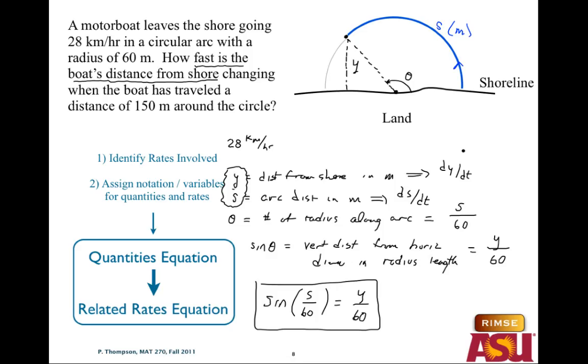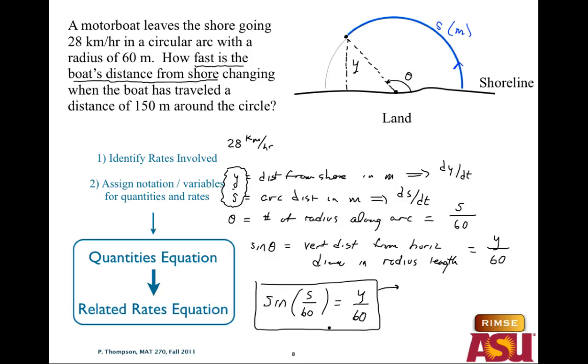So we've got sine of our angle, and our angle is our number of radius lengths around the arc, which is s meters around the arc over 60, equals then the vertical distance in radius lengths, or y over 60. And now what are we going to do? Find the related rates equation. So we're going to take the rate of change with respect to time. We've got like a double chain rule going on here. In fact, it's a triple chain rule. Okay? So we've got to do this right.